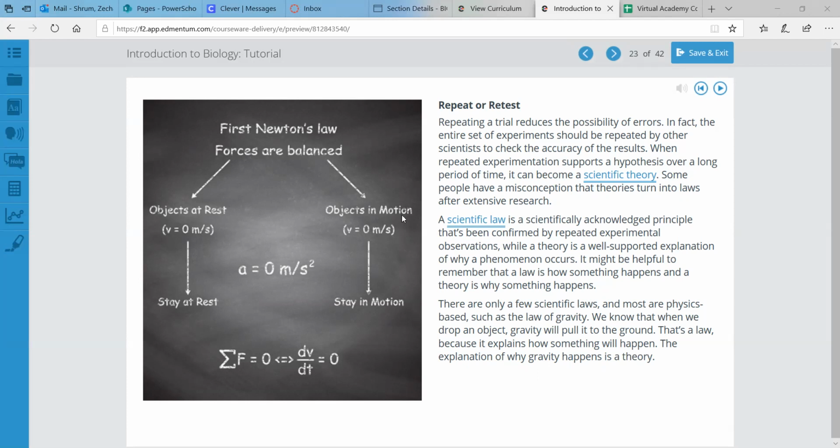Okay, and then over here you see the first Newton law. Forces are balanced. An object at rest stays at rest. Objects in motion stay in motion. Okay, the sum of all forces equals 0. The derivative, the change in velocity, which is acceleration, is equal to 0. A equals 0. Yes. I hope you all know the Newton laws.